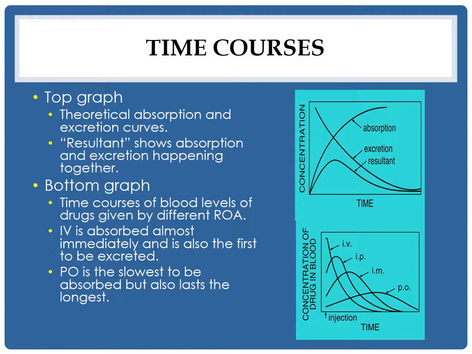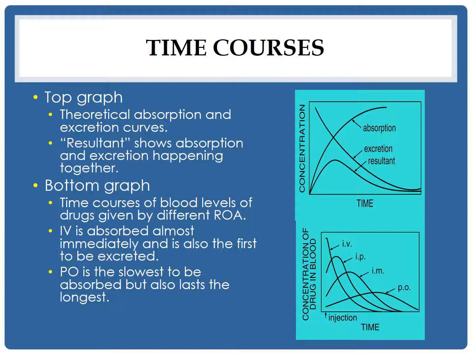The top graph in this slide is figure 1-11, and it shows a theoretical absorption curve and a theoretical excretion curve. The absorption curve is assuming no excretion, and the excretion curve is assuming instantaneous absorption and distribution throughout the body. The resultant curve is the more interesting one, and it shows absorption and excretion happening together, which is what happens. It's a more realistic picture of what's happening in your body. So this is just looking at concentration of a drug over time.